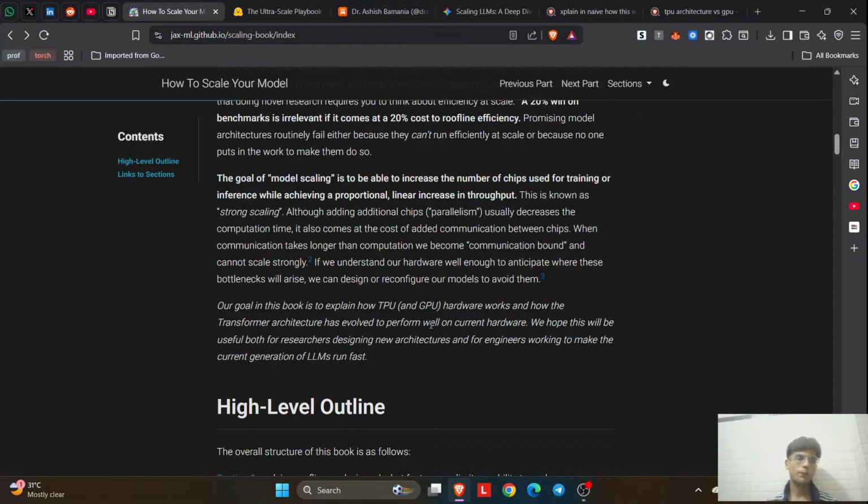So even if we increase the number of chips or the number of flops, it increases the throughput. That is right, but it comes with a cost of communication between the chips, the processors. So what it is saying is that we become communication bound even if we increase the number of chips. Adding additional chips usually decreases the computation time, but it also comes with the added cost, which is being communication bound.